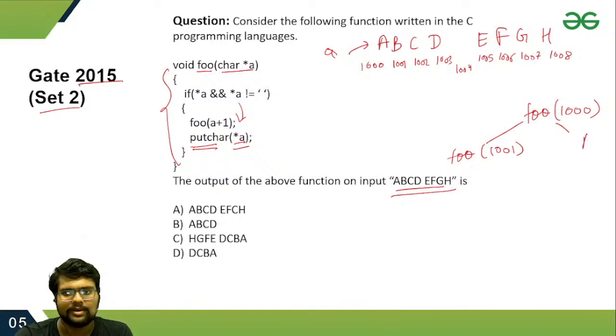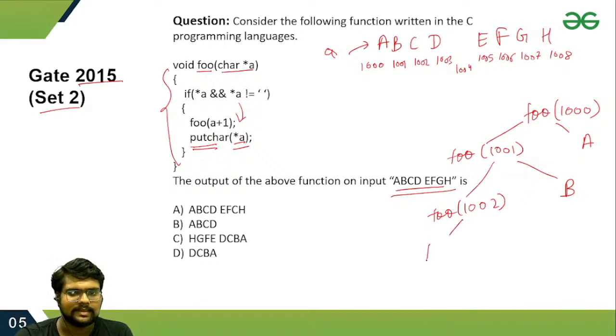So A will be printed here. Then when foo of 101 is called, the value at 101 is B. So B is not equal to space, so again we will enter that condition, and foo of 102 will be called, and B will get printed. It will not print until this function is over, so we are just writing it here.